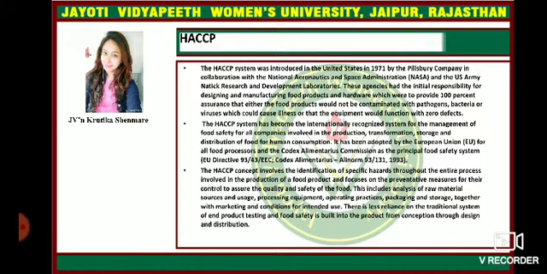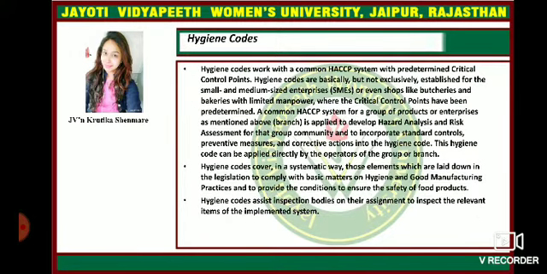The HACCP concept involves the identification of specific hazards to the entire process involved in the production of the food product and focuses on preventive measures for control to assure the quality and safety of the food. This includes analysis of raw material, sources and uses, processing equipment, operating practices, packaging and storage, together with marketing and conditions for intended use. There is no reliance on the traditional system of end product testing, and food safety is built into the product from conception through design and distribution.